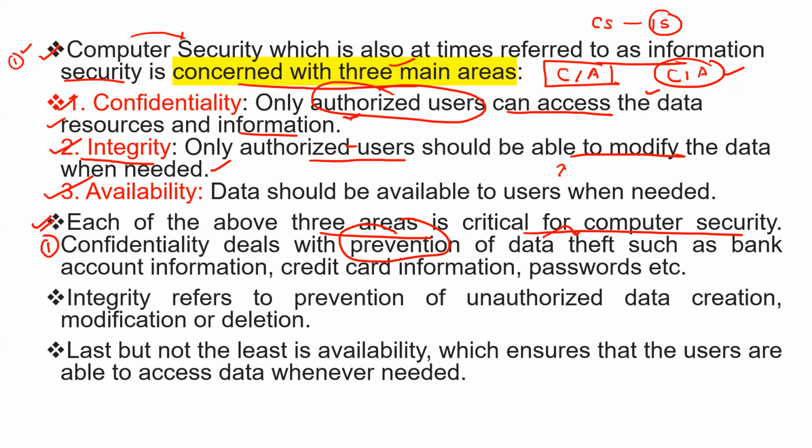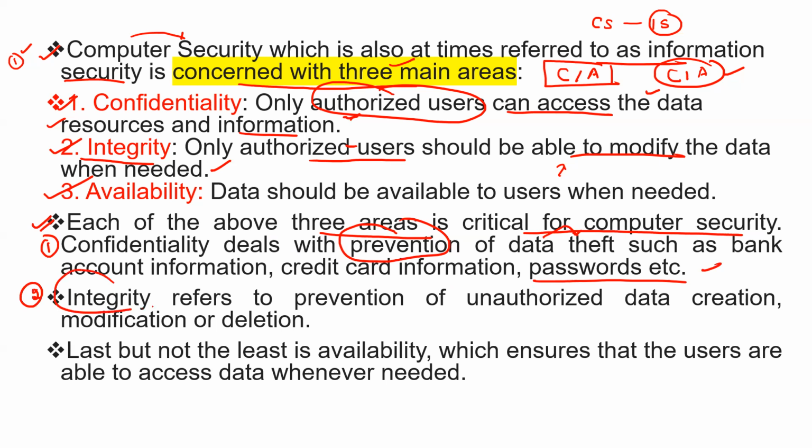Confidentiality basically deals with the prevention of data theft, such as bank account information, credit card information, passwords, etc. We have put our credit card details in many of the networking sites and online sites for purchasing articles, so they also get our data. It depends upon how secure their system is, whether our data will be leaked from it or not.